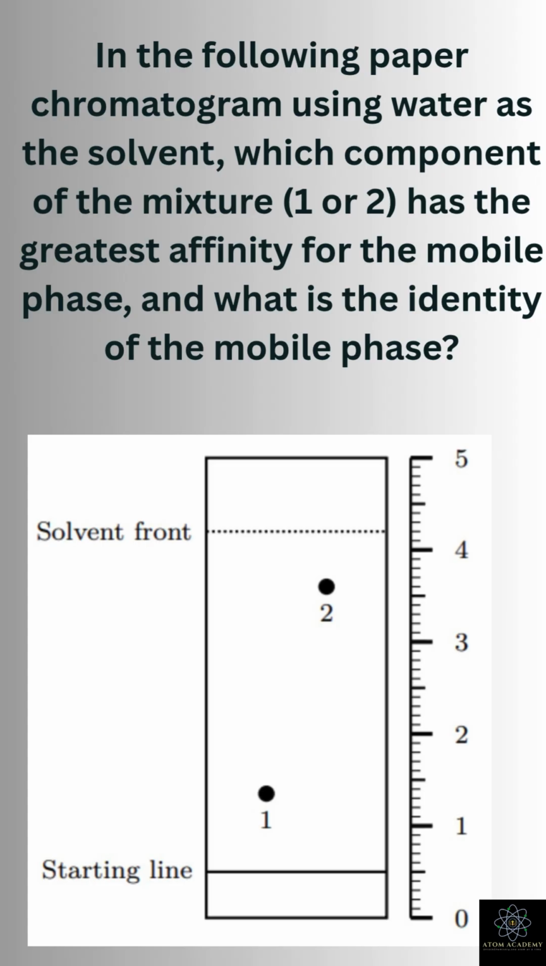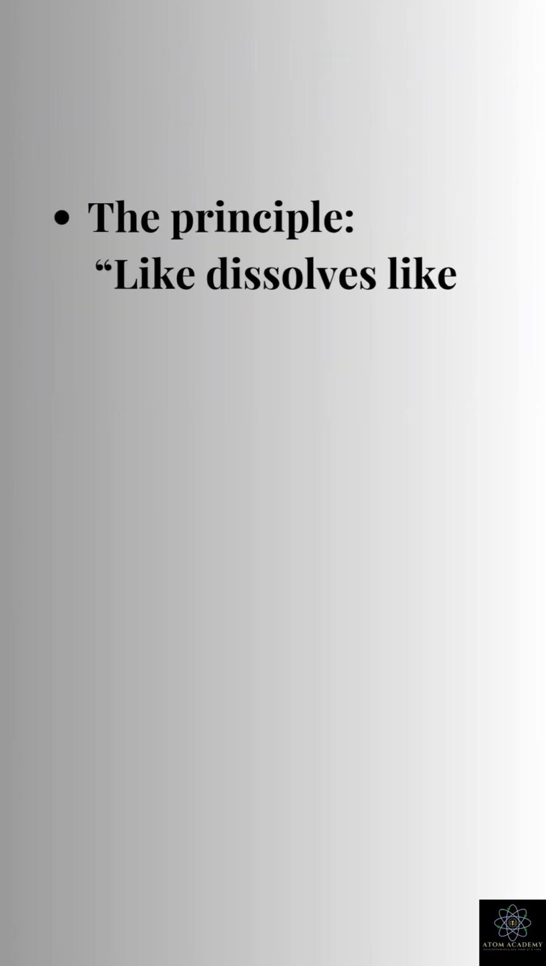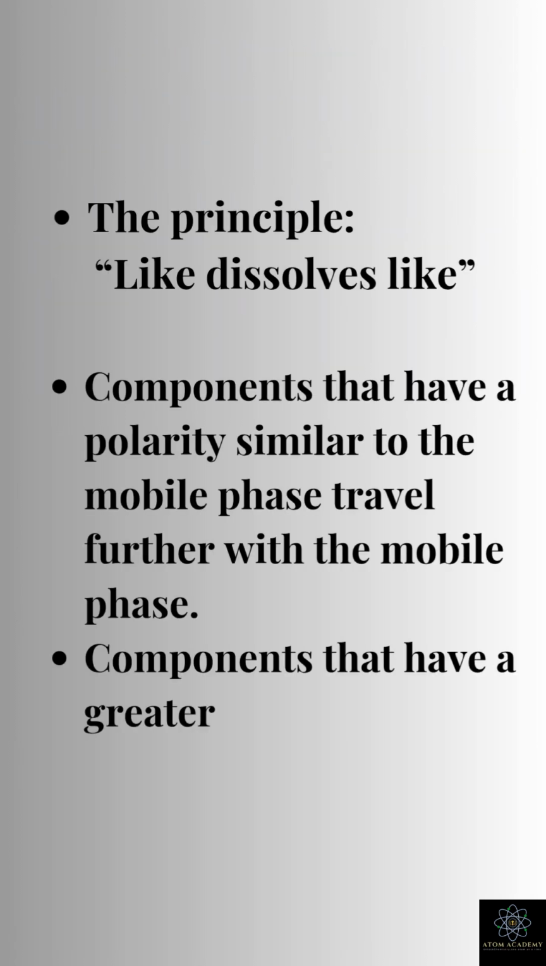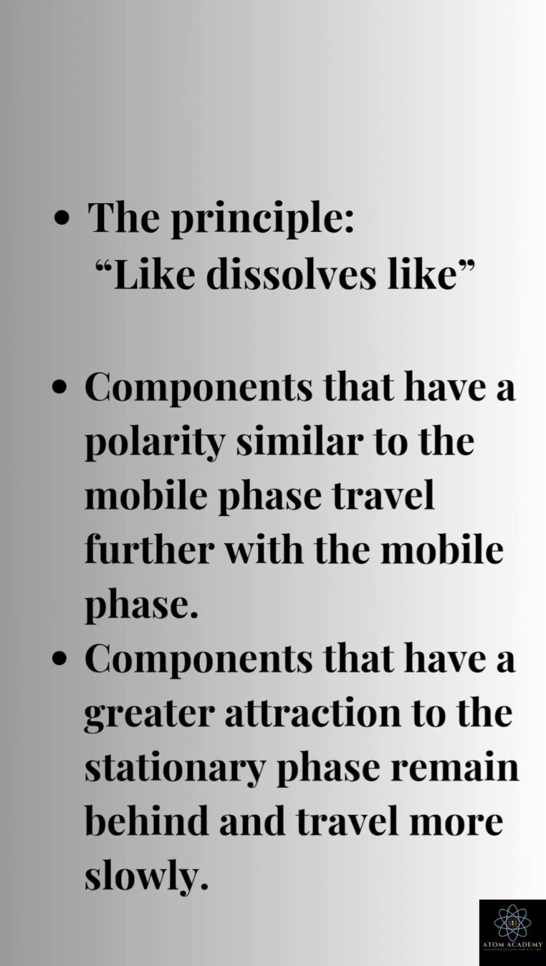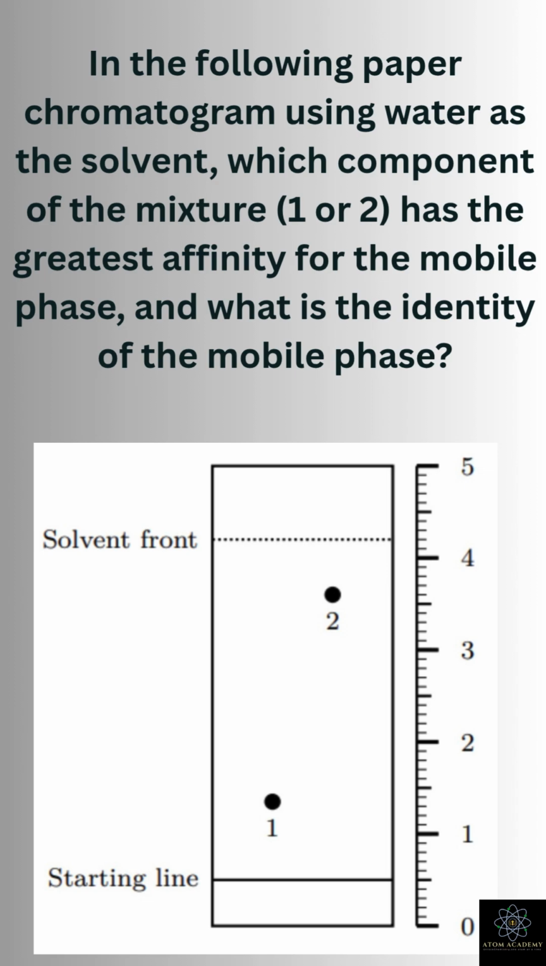Now, with that knowledge, let's answer the question. The question tells us that water is the solvent. That means water is the mobile phase, and water is polar. Looking at the chromatogram, component 2 has traveled further than component 1. The component with the greatest affinity for the mobile phase travels the furthest with it. Therefore, the component with the greatest affinity for the mobile phase is component 2, and the identity of the mobile phase is water. Done.